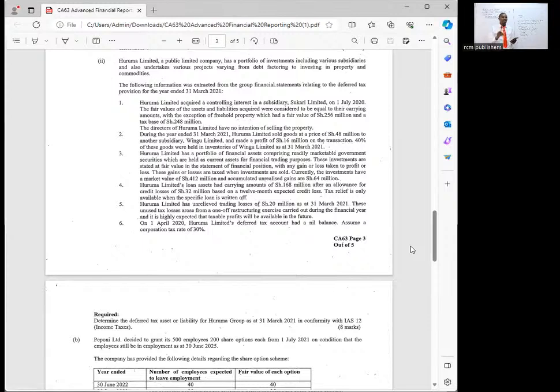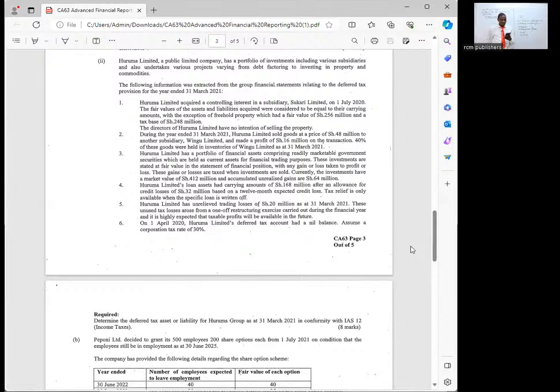If we get a negative value, it's not taxable. So we shall be doing this and see how we can do it. During the year ended 1st March 2020, Huruma Limited sold goods at the price of 48 million to another subsidiary, Wingu Limited, and made a profit of 16 million on the transaction. 40% of these goods were held in inventories of Wingu Limited as at 31st March 2021.